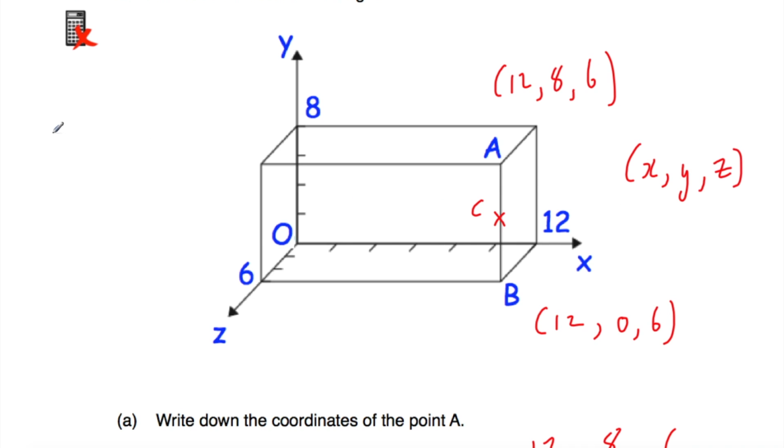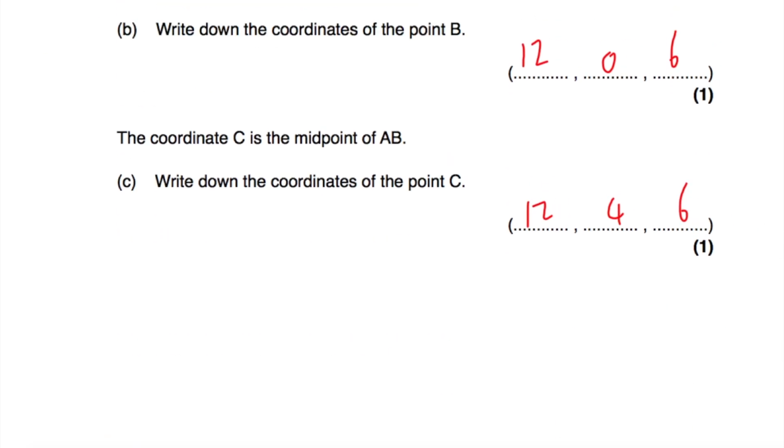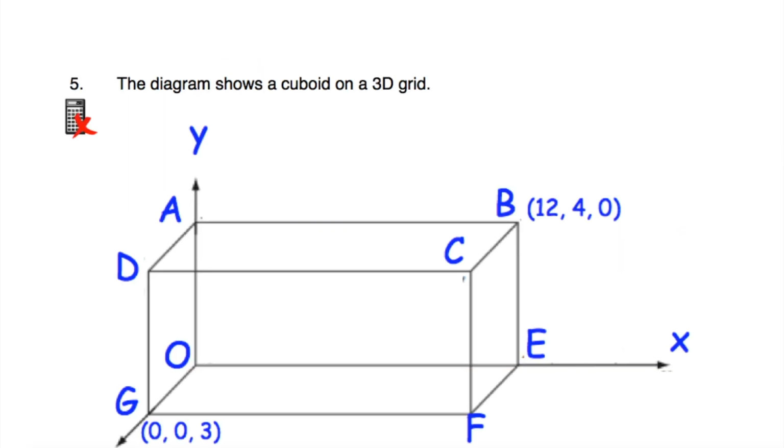So let's write down the coordinates of point C. So they would be, adding them together, 12 plus 12 is 24, and half of that would be 12. 8 plus 0 is equal to 8, and divide by 2 would be 4. And then finally, 6 plus 6 is equal to 12, and half that would be 6. So the coordinates of this point C would be 12, 4, 6. So let's write that down, 12, 4, 6. And that's it. Okay, let's have a look at our next question, question number 5.